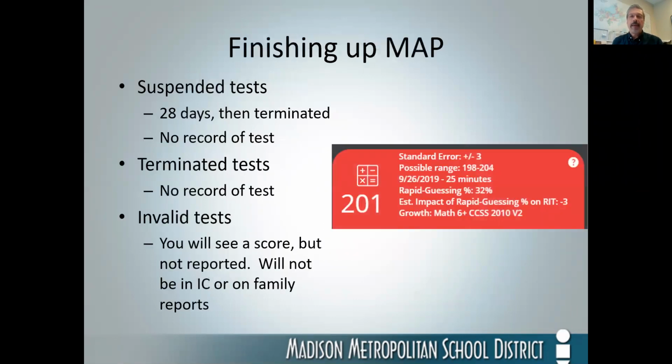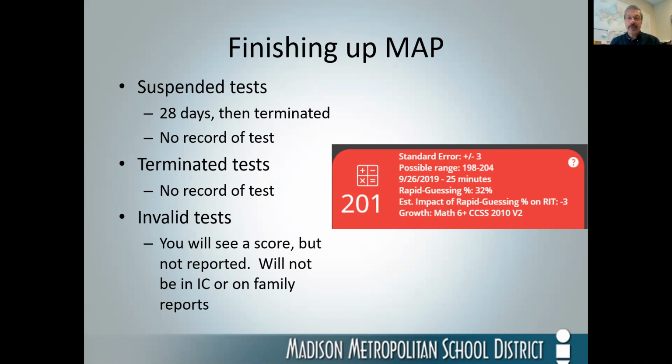All right, MAP testing. Some things to be aware of. First of all, when you finish up a test, it could be that the student didn't actually finish. There are three things that would cause a student to not show up in the data. First of all, a suspended test. Suspended tests are if a student happens to close their Chromebook and say, I'm done. You could have stopped their test at some point for whatever reason.